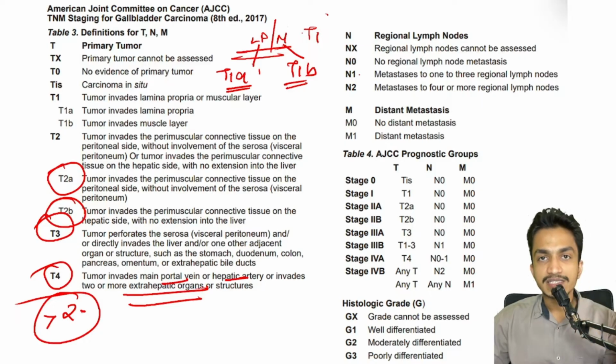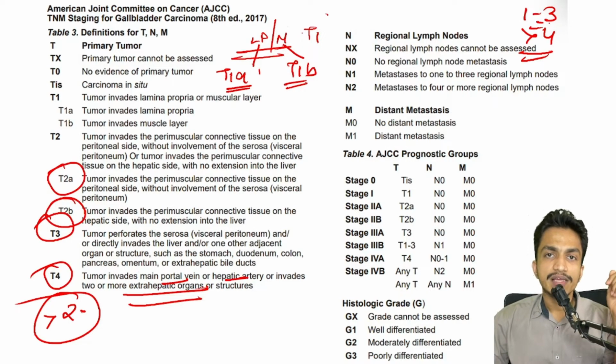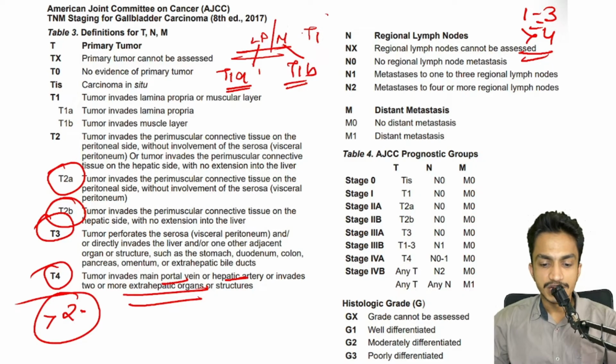And in lymph node metastasis, N1 is 1 to 3 and greater than 4 is N2. So this is regarding the TNM staging for gallbladder carcinoma. Remember, there is no submucosa. And remember, regarding the difference between T2 and T3: T2 is the perimuscular connective tissue, T3 is invasion into the serosa, and T4 is into the vasculature.